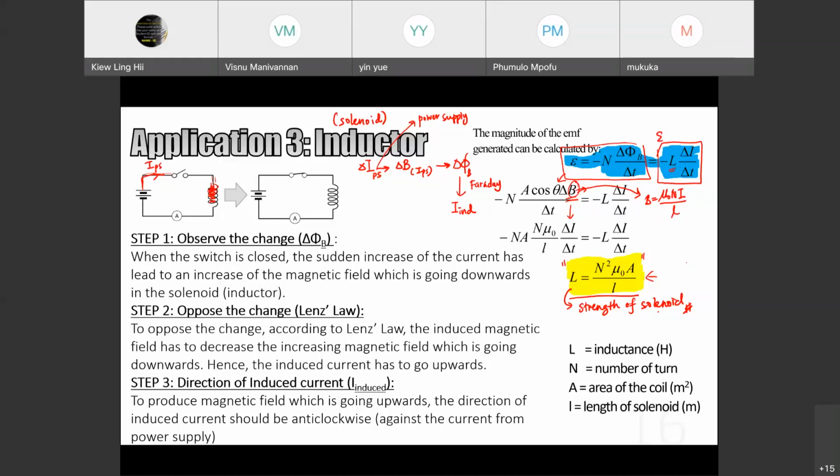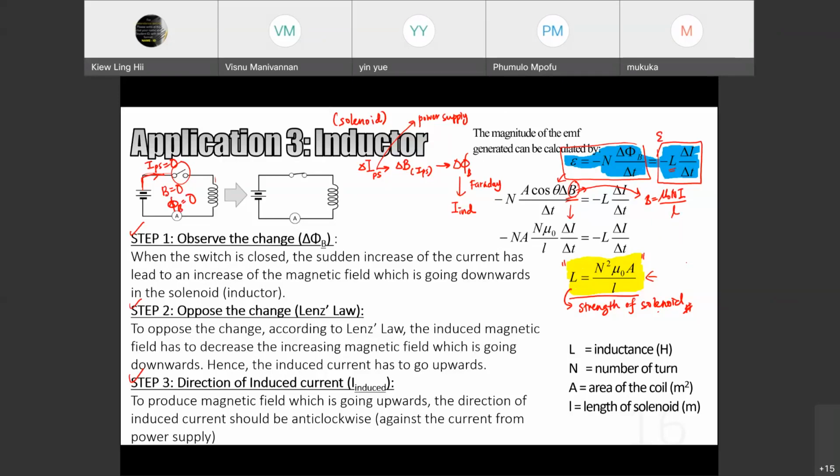Now, the directions of the induced current in your inductor. You also have to use the 3 steps here: observe the change first. Look at this circuit, when the switch is just closed. Initially the switch is open, no electricity, so there is no current. When no current flows through your solenoid, there is no magnetic field, which means magnetic flux is also equal to 0.